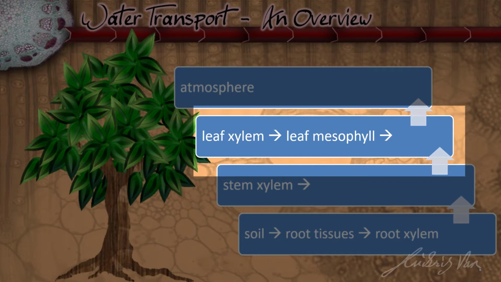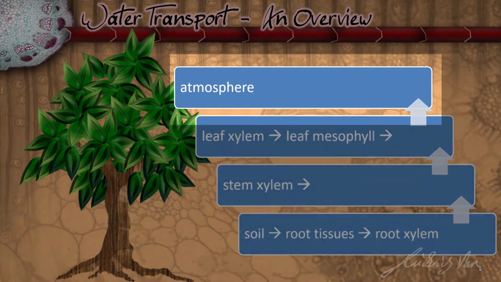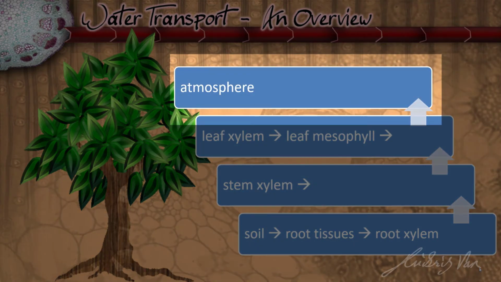Then from the xylem inside the leaf, it will diffuse out through osmosis into the mesophyll cells, and eventually it will form a thin layer of moisture, and the water molecules will evaporate and diffuse out through the stomata into the atmosphere.